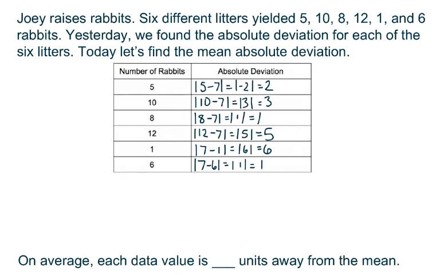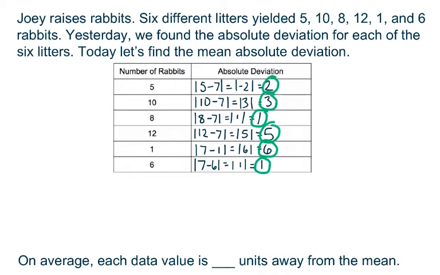Joey raises rabbits. 6 different litters yielded 5, 10, 8, 12, 1, and 6 rabbits. Yesterday, we found the absolute deviation for each of the 6 litters. Today, let's find the mean absolute deviation. So we already found that the first litter had an absolute deviation of 2, the second had an absolute deviation of 3, the third was 1, and then 5, 6, and the last one had an absolute deviation of 1.